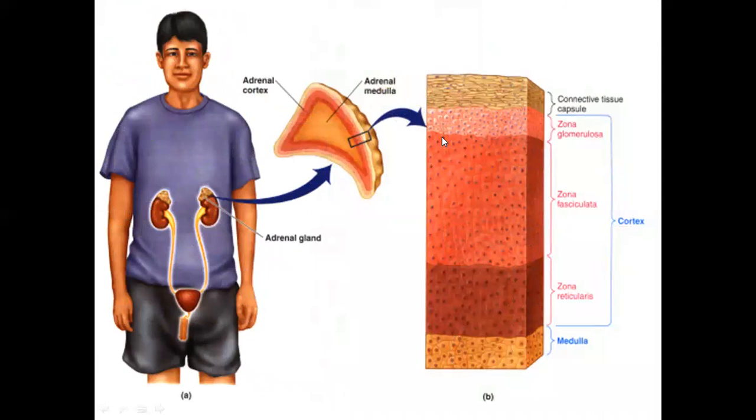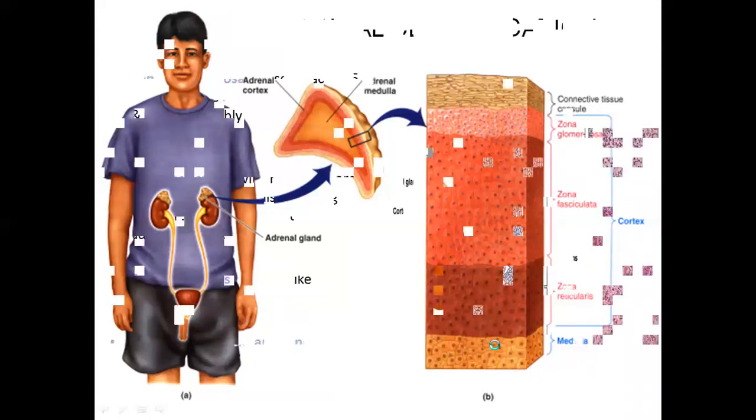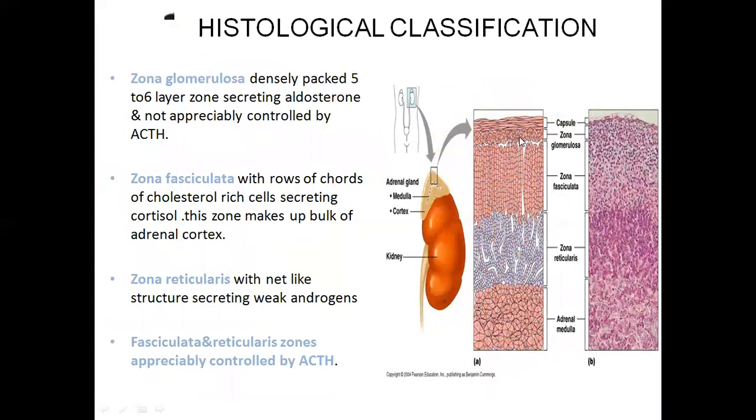So coming to a small review of what we have already discussed, the suprarenal gland histology. This is the cortex area, this is the medulla area. In the cortex, the outermost covering is the capsule. Then we have GFR as the code to remember easily: zona glomerulosa, zona fasciculata, zona reticularis. Below this we have the medulla. The zona glomerulosa is a densely packed 5 to 6 layer zone secreting aldosterone, which is not so appreciably controlled by the adrenocorticotrophic hormone coming from the anterior pituitary.